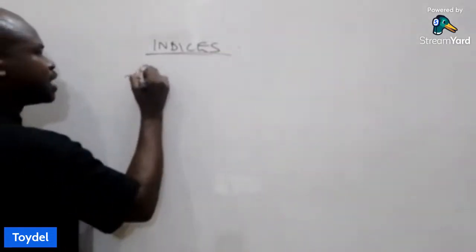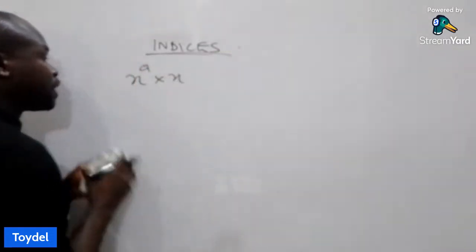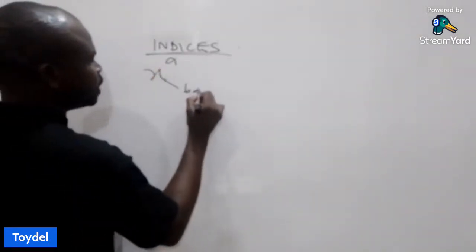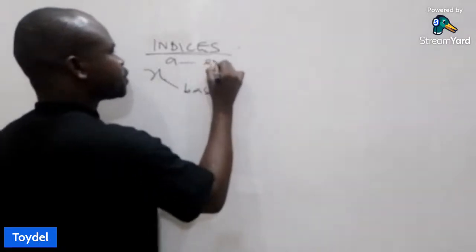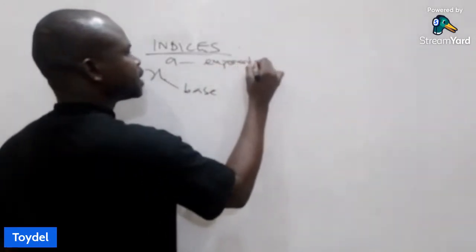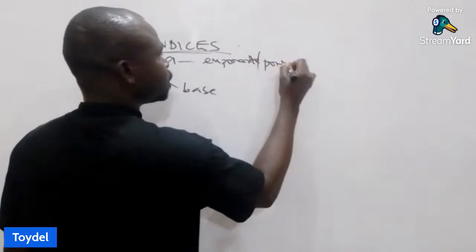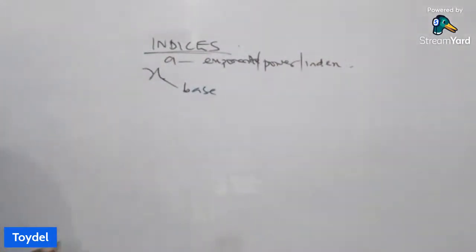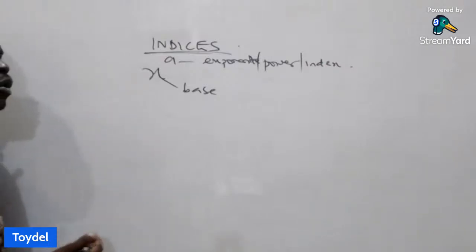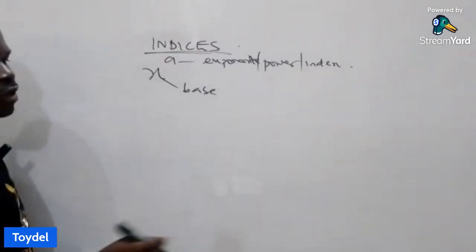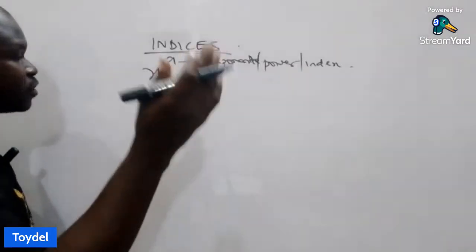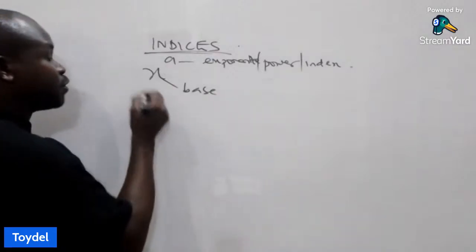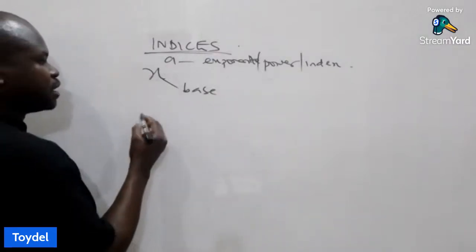When you have a number x raised to power a, this x is called the base, and a is called the exponent. You can call it the exponent, or power, or index. There are some laws that guide indices. You can check my video on indices and simple exponential equations. I have about 150 videos on YouTube. Just go through the ones that you are expected to know.